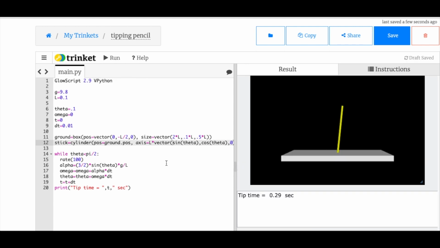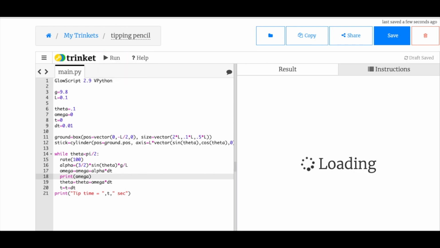It's still stopping. So the angular alpha, omega, theta. I feel like one of these should be negative. No, that should be positive. Theta times g over L. Omega is alpha times d theta. Let's just do this. See, this is a great chance for us to troubleshoot. Just print omega each time. See what happens.